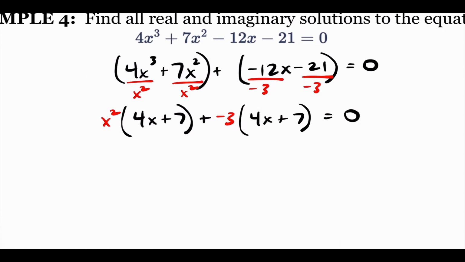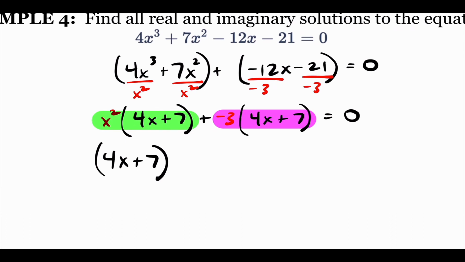My next step is, okay, what do these two guys have in common? They got a big GCF, 4x plus 7. That's what the definition of a GCF is. What do they share in common? These guys share a 4x plus 7 in common. Leftovers, x squared minus 3 equals 0. Because plus a negative just really means minus. Plus a negative 3 just means minus.